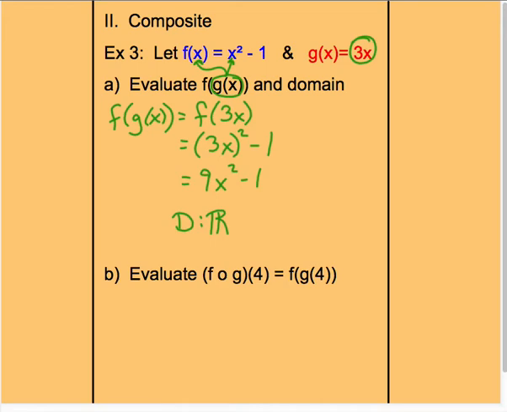All right, so the next one has our f of g notation, f of g of 4. Well, we've already found the f of g function, so we can just take that 9x squared minus 1 and substitute 4 for x. So 9 times 4 squared minus 1, 9 times 16 minus 1, which gives us 143.